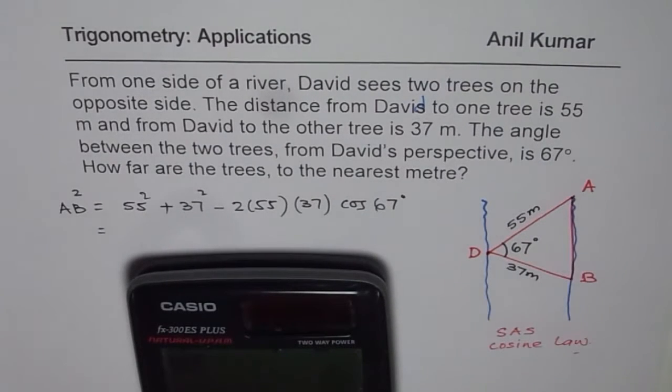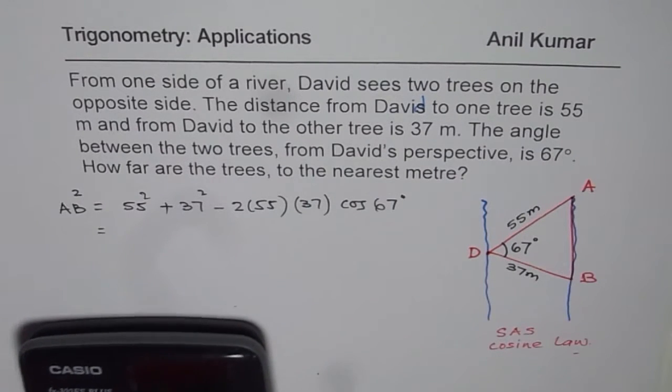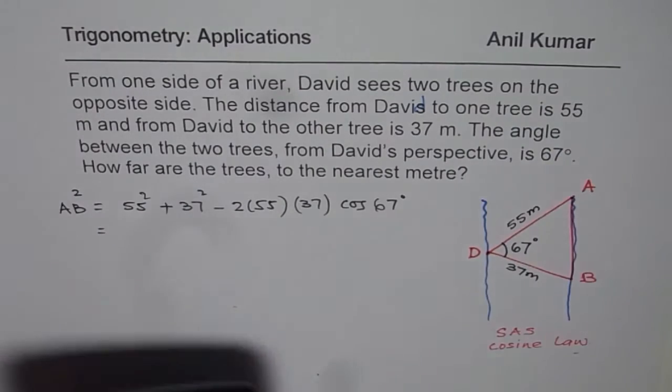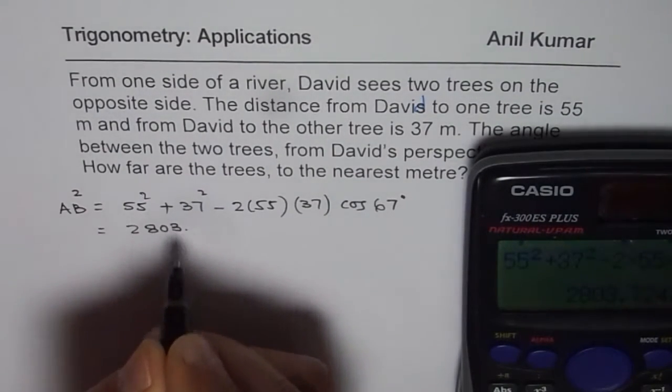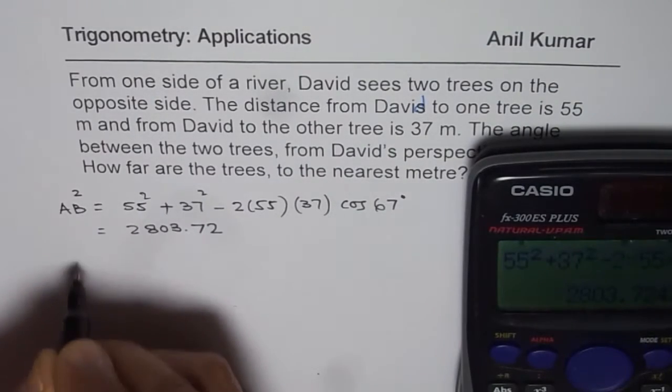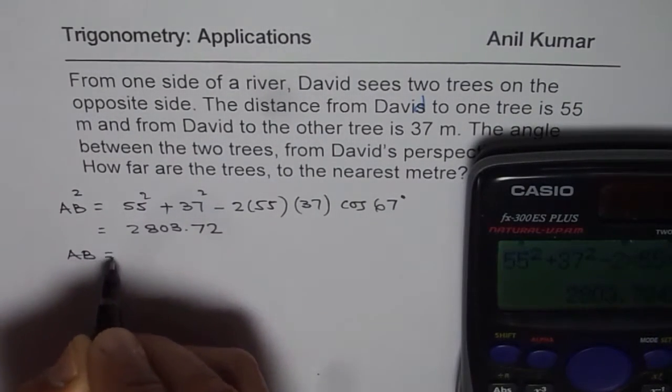55 square plus 37 square minus 2 times 55 times 37 times cos of 67 is equal to 2803. Let me write down this number. It is 2803.72. Now AB is the square root of this, right?